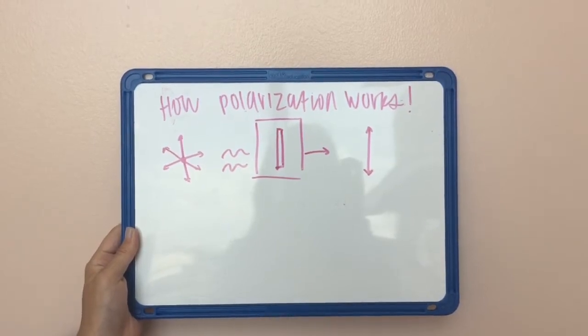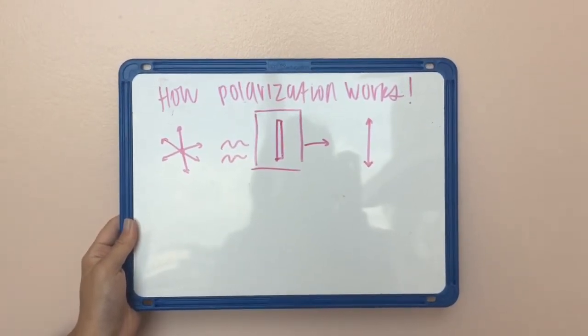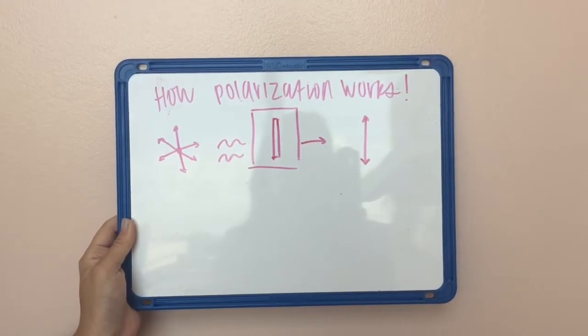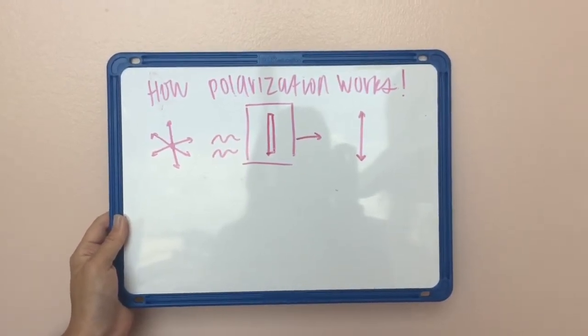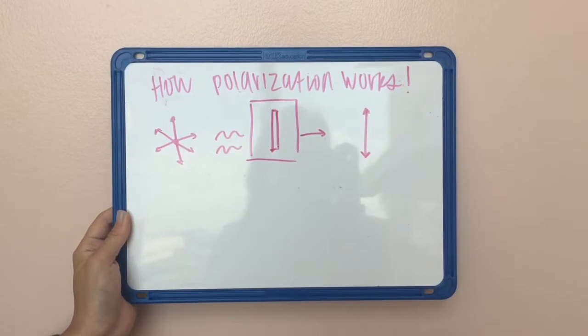This applies to LCDs because there are two filters behind the subpixels, and they are rotated at different angles. So if the twisted crystals are not rotated, then no light can pass through.